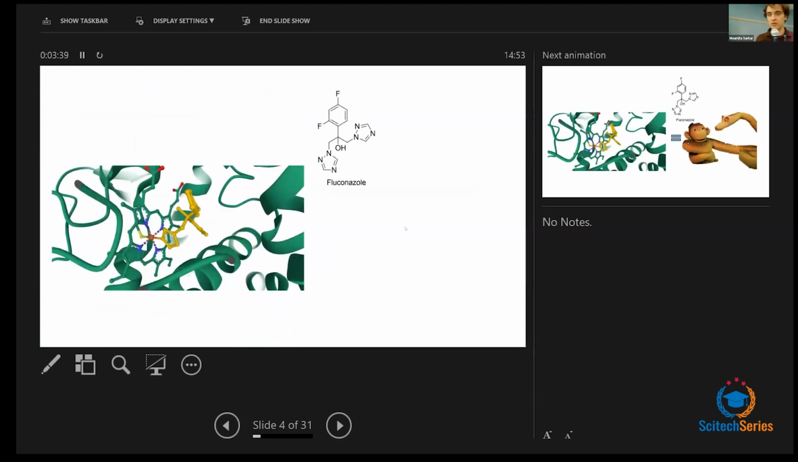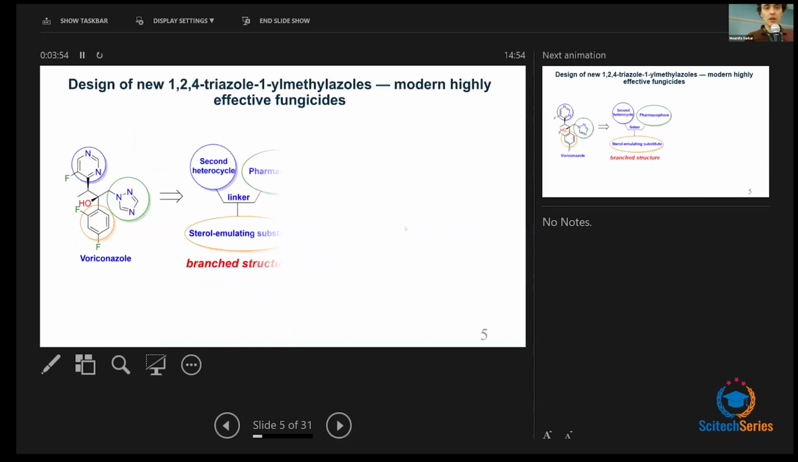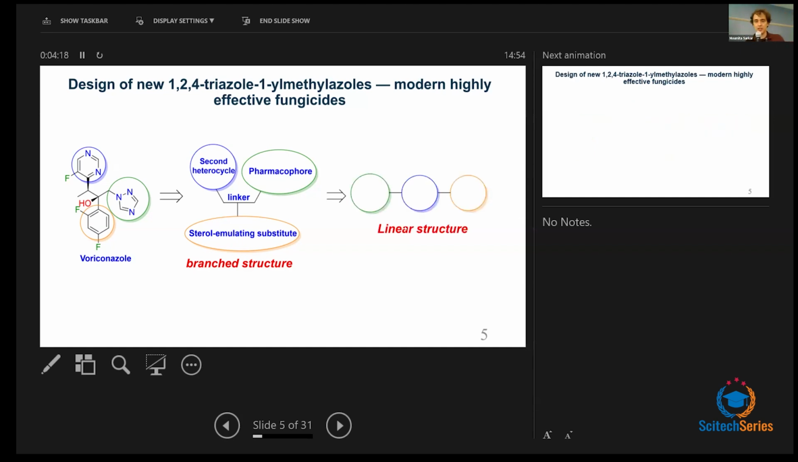I think it looks like a big snake catch some small monkey and block this big enzyme system. If you will look at modern antimycotics, they contain three important parts. For example, pharmacophore group, linker part, second heterocycle, and sterol emulating substitute. It's branch structure. But we decide to create a linear structure and investigated system.